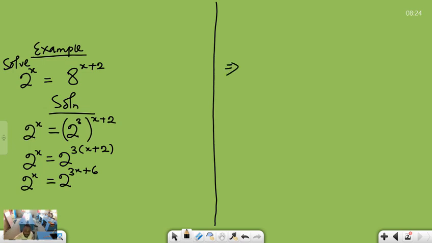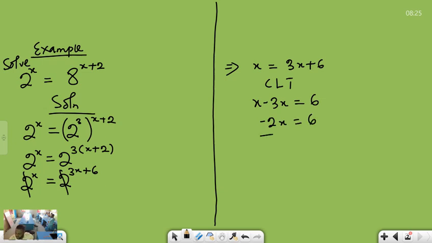By virtue of that, this implies x equals, or you can quickly say these 2 cancel these 2. So we have x equals 3x plus 6. What do we do now? We collect like terms. So x minus 3x equals 6. Now x minus 3x will give us minus 2x, which equals 6. Divide both sides by minus 2. This cancels this, and x equals minus 3.